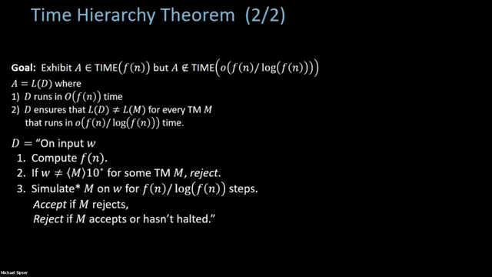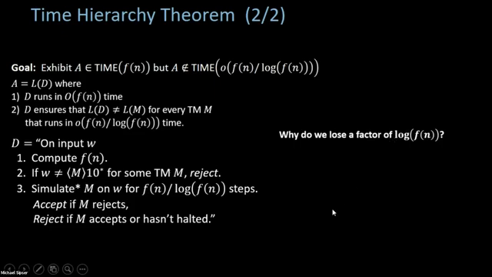So we're going to run M for some number of steps. Whatever M says, we're going to do the opposite. And only if we can actually finish that simulation will we be able to be sure that we're different from what M is doing. So this is the whole algorithm here. We don't have to do any further modifications.